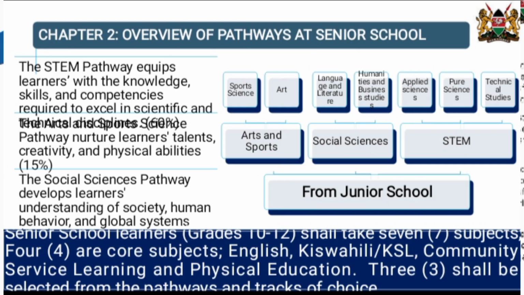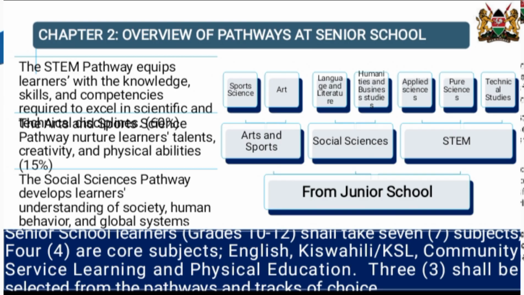So there's this important information that as parents we are supposed to have. We find that senior school learners, that's grade 10 to 12, shall take seven subjects. That is, four are core subjects: English, Swahili or Kenya Sign Language, Community Service Learning, that is CSL, and Physical Education. Those are core subjects.